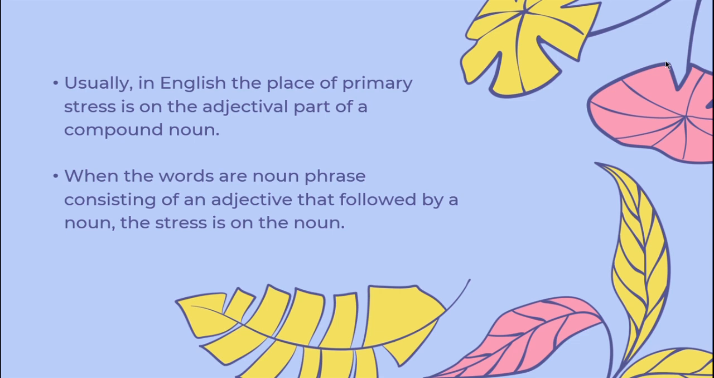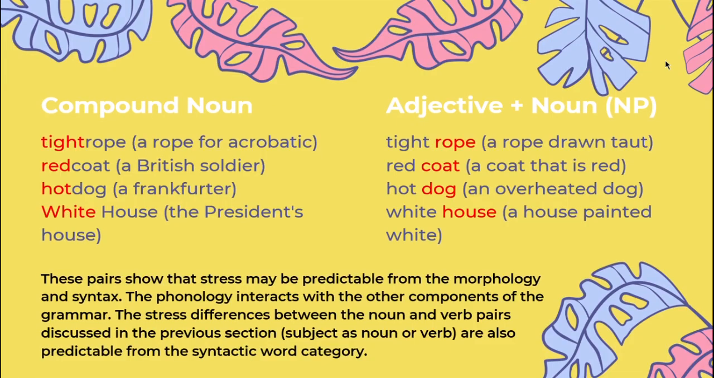When the words are a noun phrase consisting of an adjective followed by a noun, the stress is on the noun. Here is the example. Besides different stress placement, there is also a different meaning of the words or phrases.